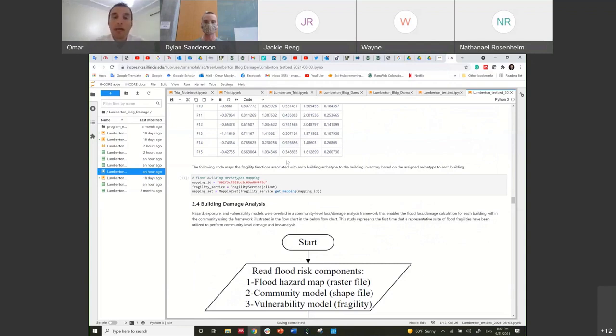it will be archetype 4. If it's a one-story residential building on a slab-on-grade foundation, it will be archetype 2. So this is how the mapping process works.